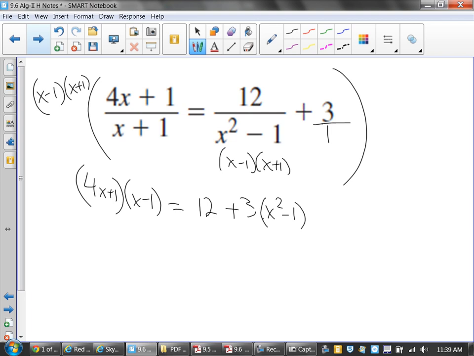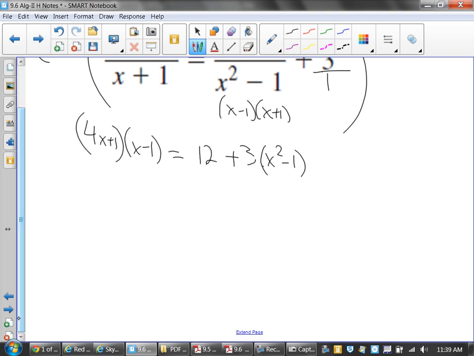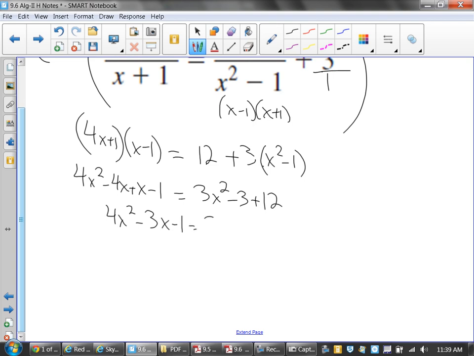FOIL, combine like terms. Oh yeah, let's see. 4x squared minus 4x plus x minus 1 is 3x squared minus 3 plus 12.